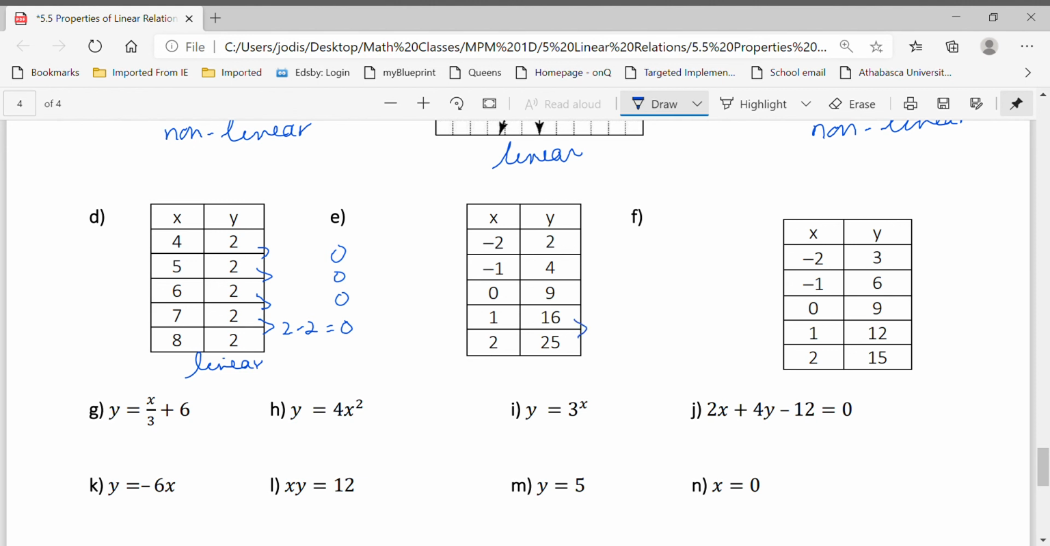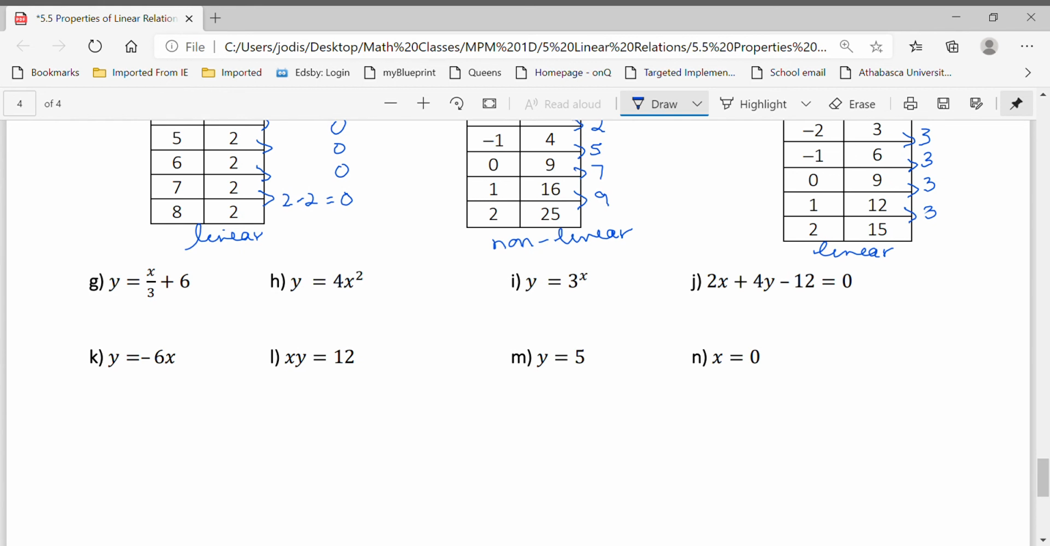In this one, if we calculate our first differences, what is this? 9, 7, 5, 2. They're not the same, so it's nonlinear. Over here, what have we got? 3, 3, 3, and 3. So this one would be linear. They're all the same. Now let's look at our equations.